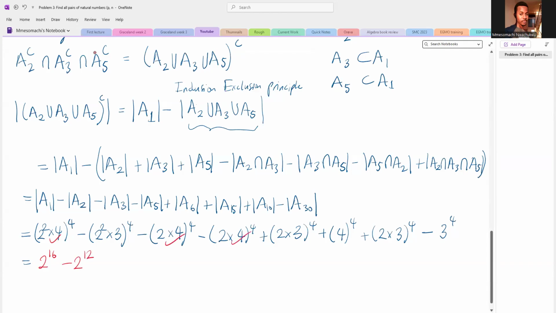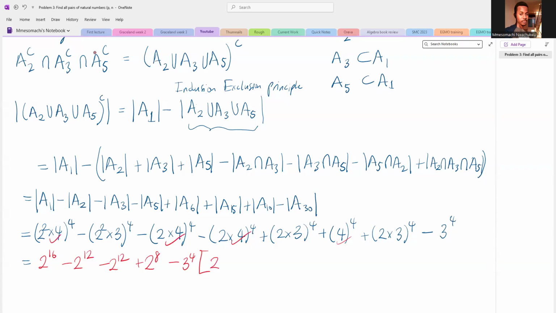And same thing here. 2 to the power of 12. And then we have 4 to the power of 4. So that is 2 to the power of 2. So also that is just going to be plus 2 to the power of 8. And let's look at the ones that have 3 to the power of 4 in them. So I factor out minus 3 to the power of 4. So this is going to be 2 to the power of 2 to the power of 4.